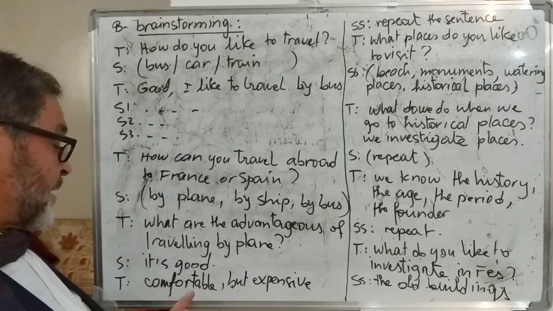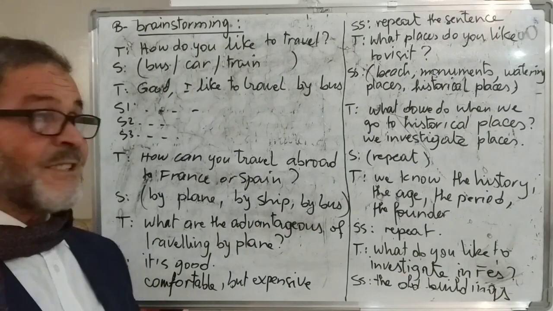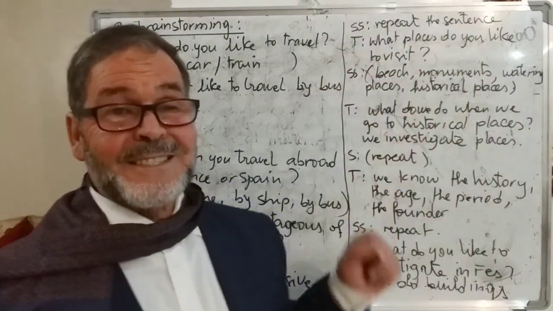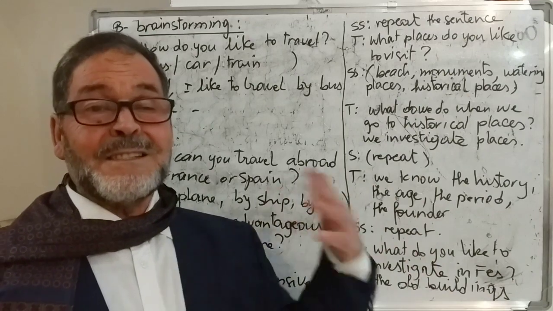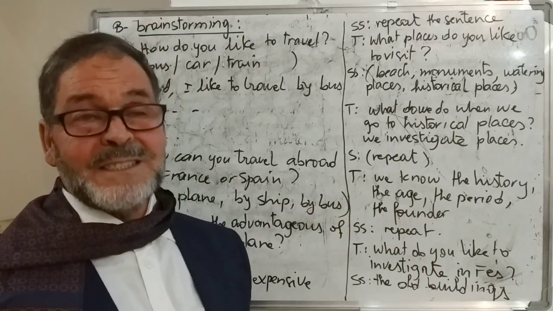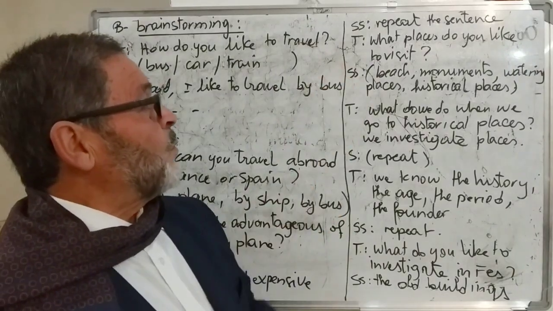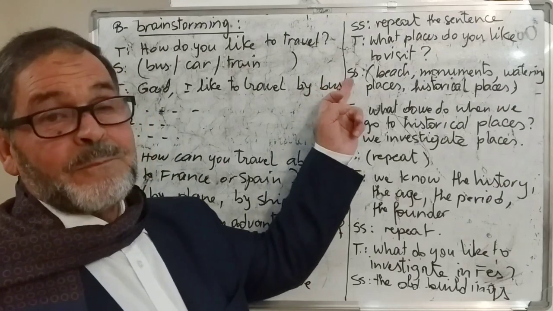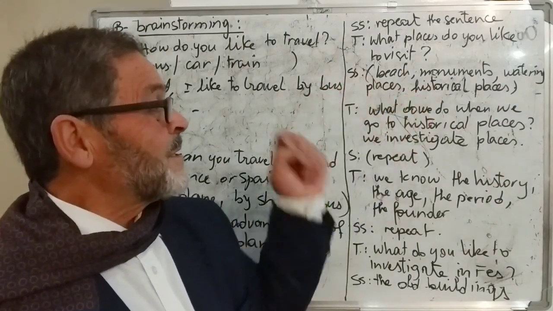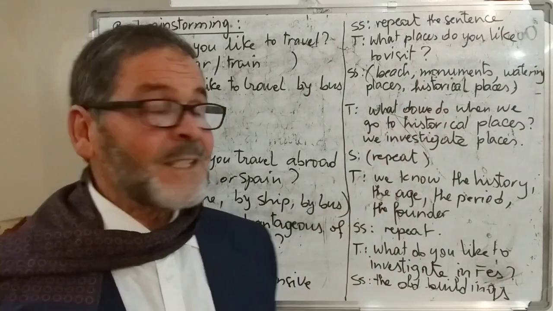Teacher: Yes, it's comfortable, but expensive. And the students repeat the sentences. They repeat: traveling by plane is expensive, but it is comfortable. Teacher: What places do you like to visit? Students give: beach, monuments, watering places, historical places.